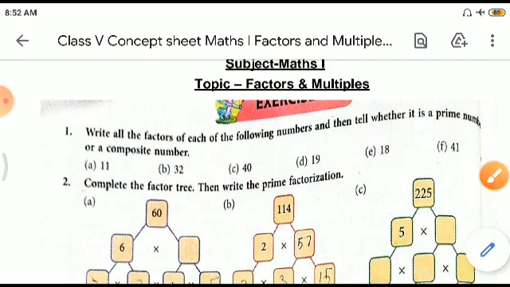Now, the second one is 32. 32 can be divided by 1, by 2, by 4, by 8. So many numbers, so it's not a prime number, right? It has to be a composite number. For 40: 1, 2, 4, 5, 8, 10, 20. So many numbers are there, so it's also a composite number. But for 19, again, there are only two numbers, 1 and 19. So it's a prime number.